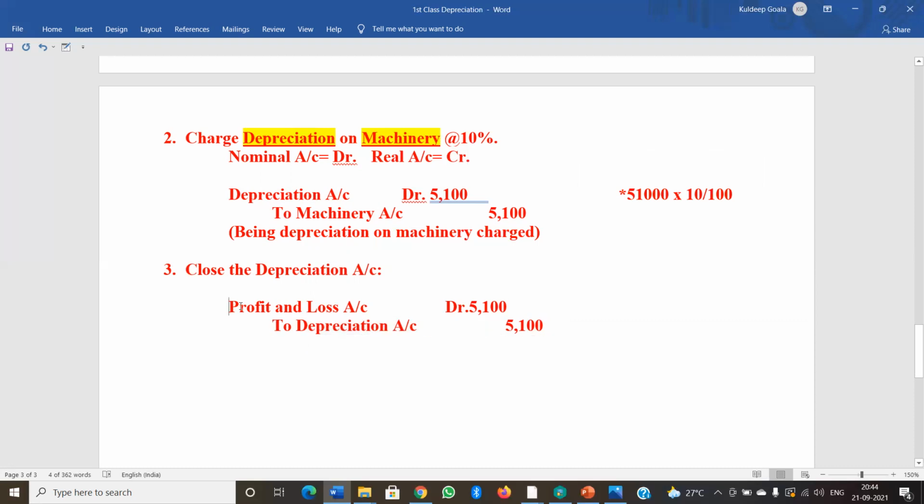So the journal entry will be like this: profit and loss account debit. Since it is a loss, the profit and loss account will be debited. And since profit and loss is going to digest the loss here, right? So to digest a loss, profit and loss has to keep itself in its place. So depreciation was a loss, so it was showing debit. So in place of that, profit and loss is digesting it. So profit and loss will be debit. And what happens to depreciation? It will be closed, so it will be credit now, right?